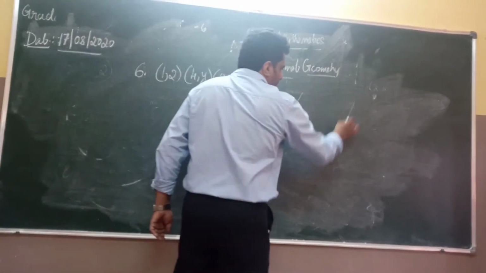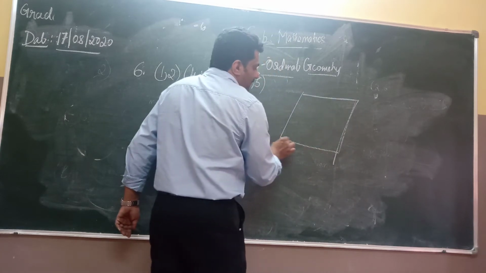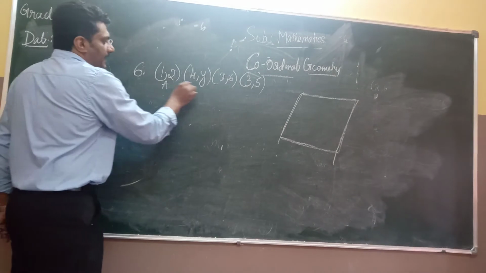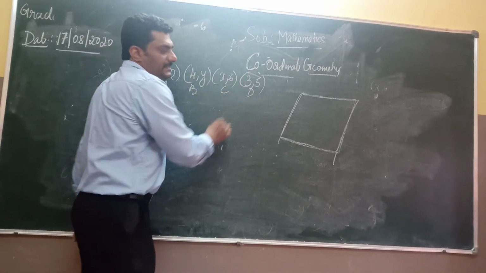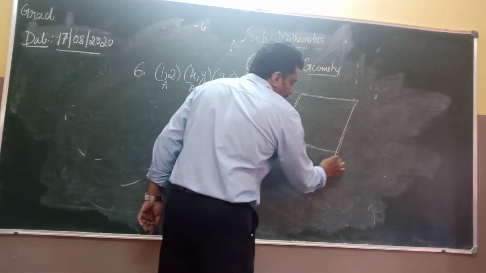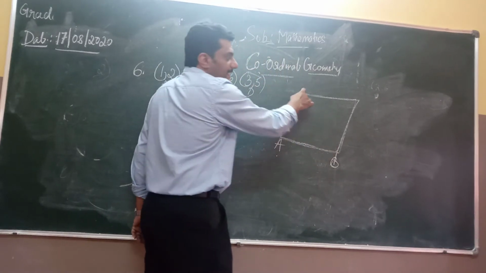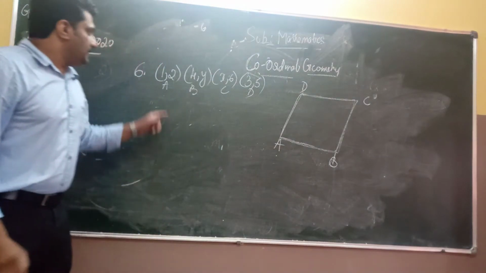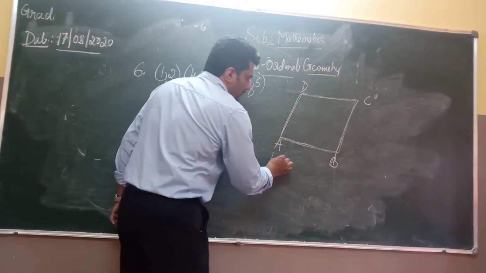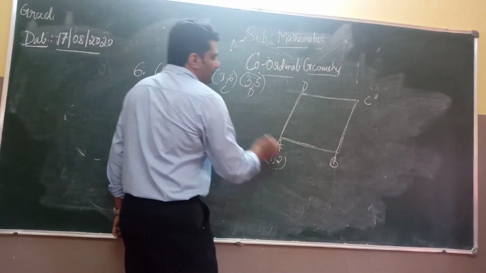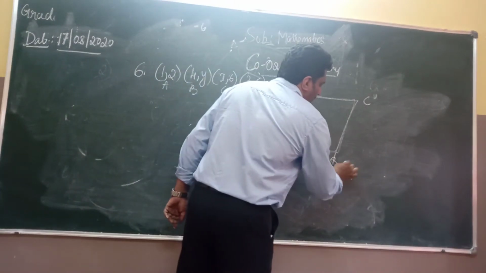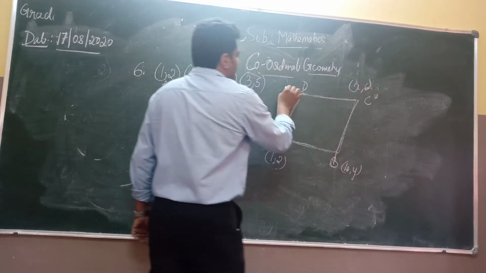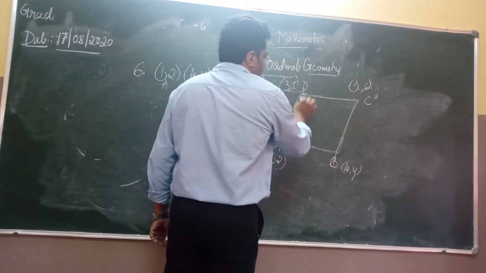Now this is a parallelogram. They have mentioned it has to be in order. That means this is A, B, C, D. When you are writing A, B, do not write C here. C has to be here only. This is the order. 1 comma 2 and 4 comma y and x comma 6 and 3 comma 5.